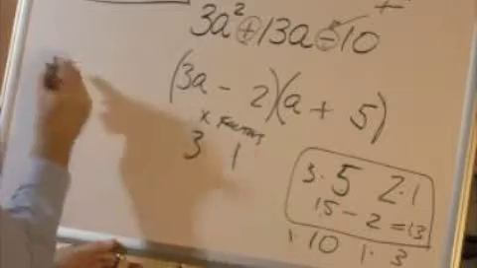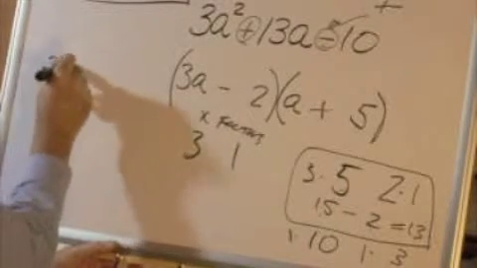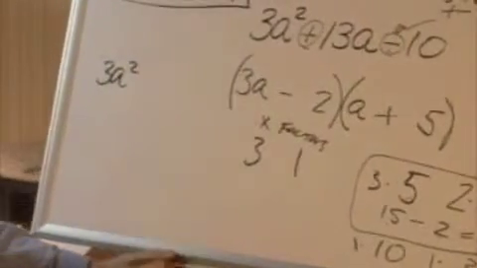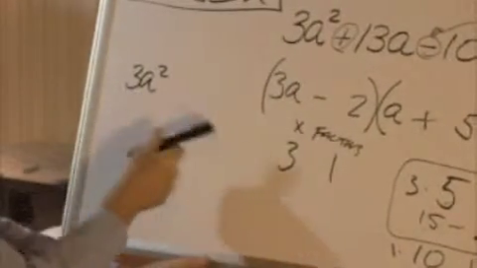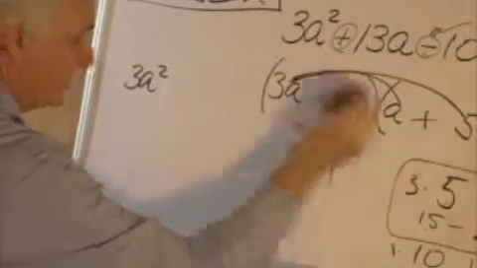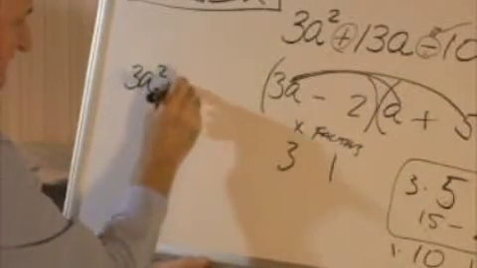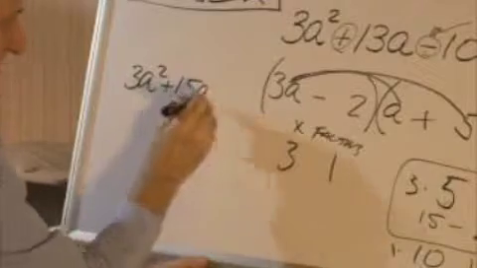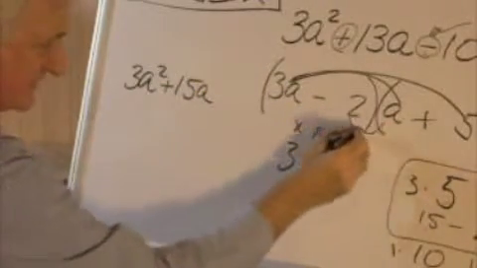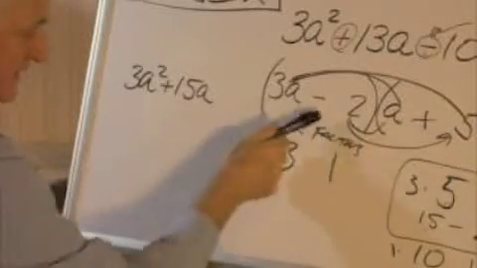3a times a is 3a squared. Now, I want to move this over. I should get a little bit of focus for you. We've got a 3a times a plus 5. That's a plus 15a. That times that. Now, we're going to do this one and then that one.